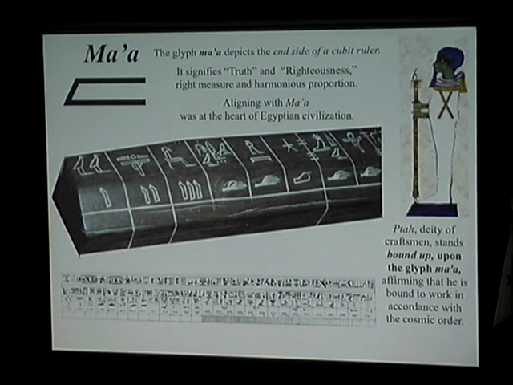For example, here we have Ptah, the deity of craftsmen. He stands bound up, only his hands are able to move, and he stands upon the ma'a glyph, which indicates that he's bound to work in accordance with the cosmic order, with the truth of things. In ancient Egypt, they would never, and around the world really, they would never design anything that wasn't based on eternal truths. It would be considered temporary and false. So they designed everything to be in accord with the cosmic order.